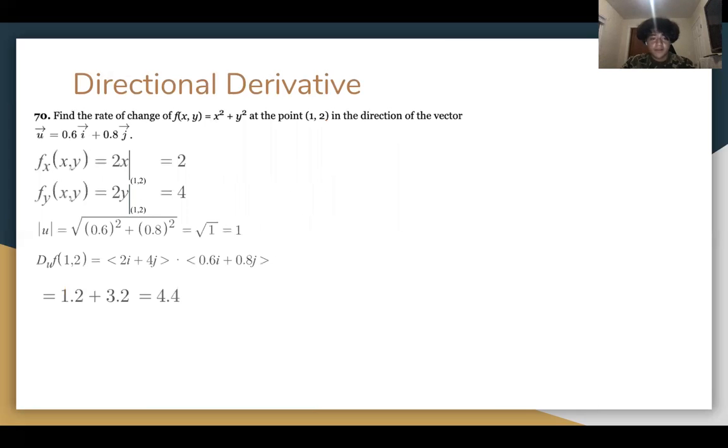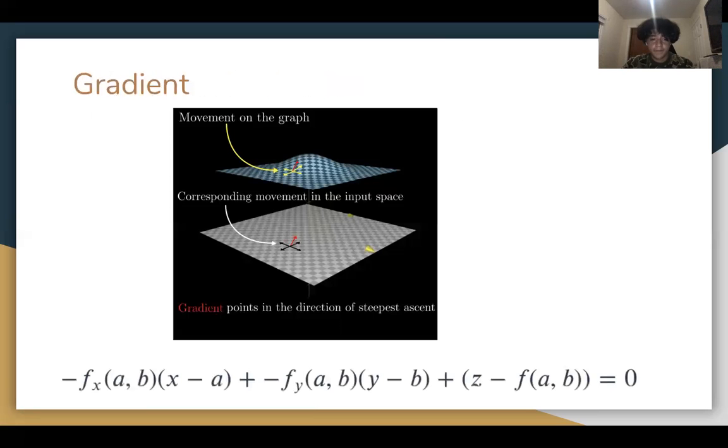For this problem, you again start with finding the partial derivatives and setting them to the points provided. Then you must also find the magnitude of the u vector. Then you do the dot product of the new vector you found with the one provided at the start. Again, your answer is a number and not a vector. The main takeaway is that directional derivatives will always be a number.